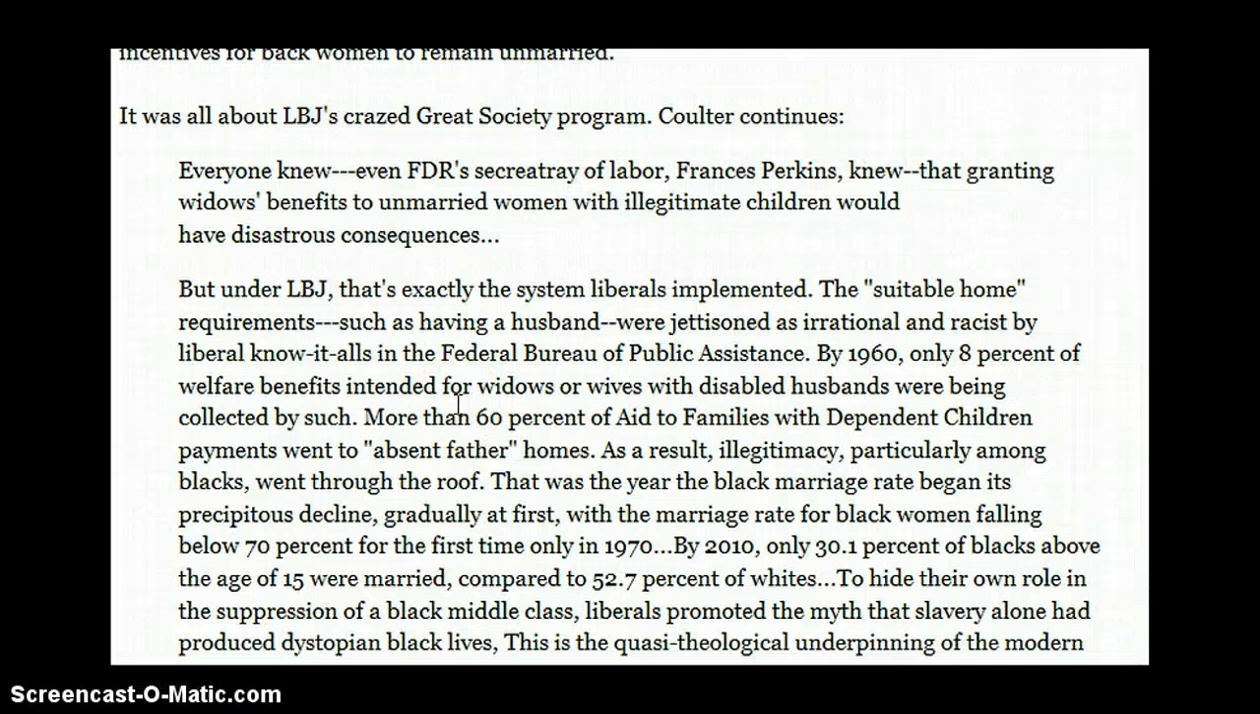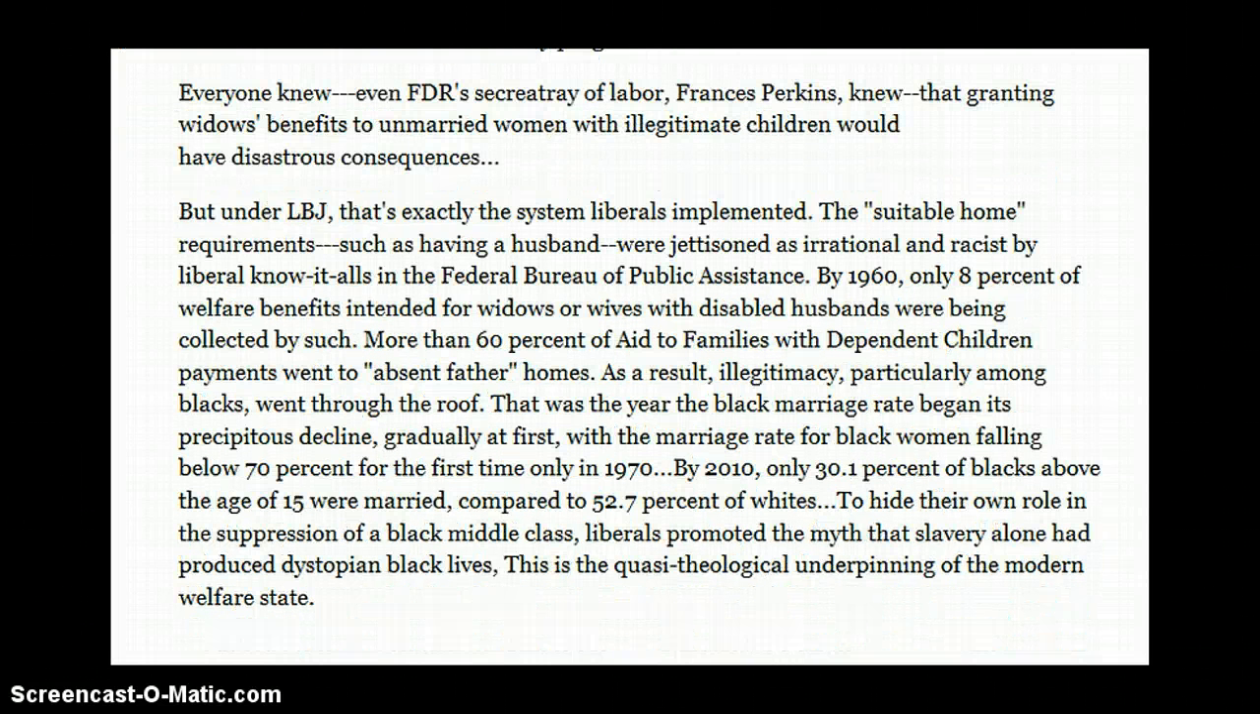And this is part of Ann Coulter's book. I'm reading this off of the Economic Policy Journal, which is by Robert Wenzel. It was all about LBJ's crazed Great Society program, Coulter continues. Everyone knew, even FDR's Secretary of Labor, Frances Perkins, knew that granting widows' benefits to unmarried women with illegitimate children would have disastrous consequences. But under LBJ, that's exactly the system liberals implemented. The suitable home requirements, such as having a husband, were jettisoned as irrational and racist by liberal know-it-alls in the Federal Bureau of Public Assistance.